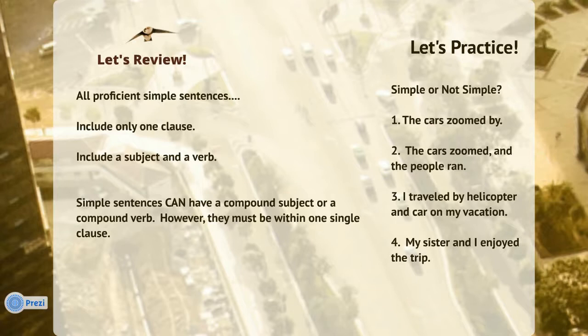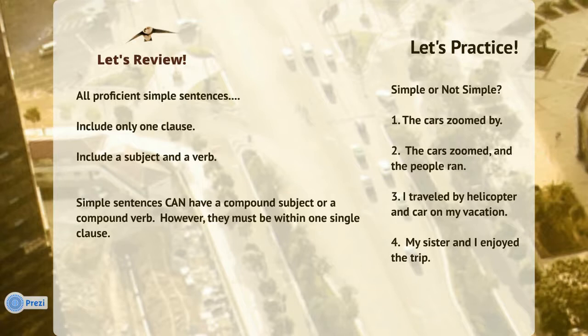So take out a sheet of paper or your journal for class, and number your paper 1 through 4. All you're going to do is answer, is it a simple sentence or is it not a simple sentence? That's all you need to write. So for number 1, the cars zoomed by. Is that a simple sentence or is it something else? Is it not simple?